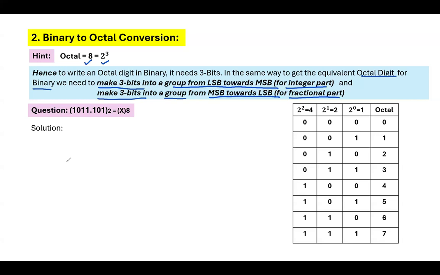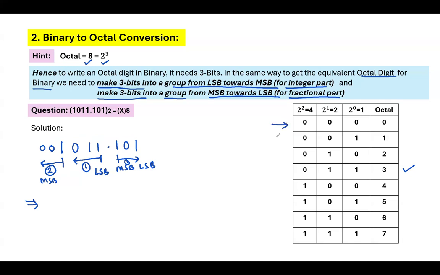Let us solve this problem. 1011.101. This is our given binary number. Now we should make 3 bits as one group starting from LSB for the integer part. This is one group. Similarly, from the next bit, we should make another group with the leftmost bits. But here only one bit is there. To fill this group with 3 bits, we should keep the leftmost 2 bits as zeros. In the same way, for the fractional part, starting from MSB, we should move towards the right side, towards LSB. This is another group. Now we should write the equivalent octal digit for each group.